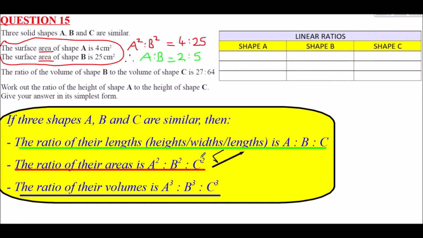So we're going from the red to the green, from the areas to the linear, by square rooting the area relationships. Therefore, we can fill in this table. So shape A to shape B is in the ratio 2 to 5.